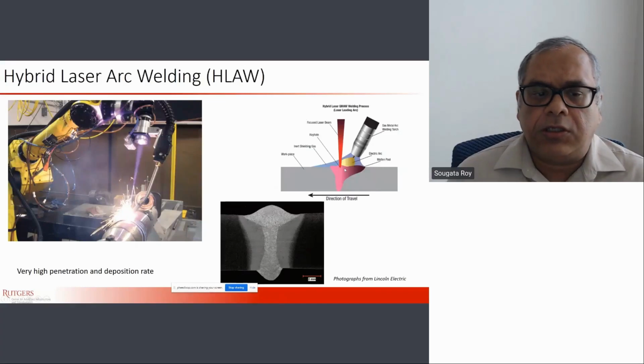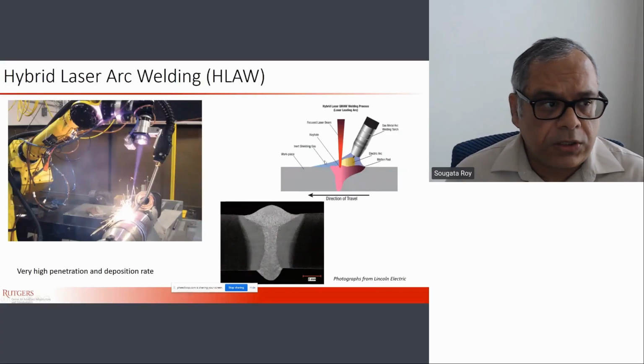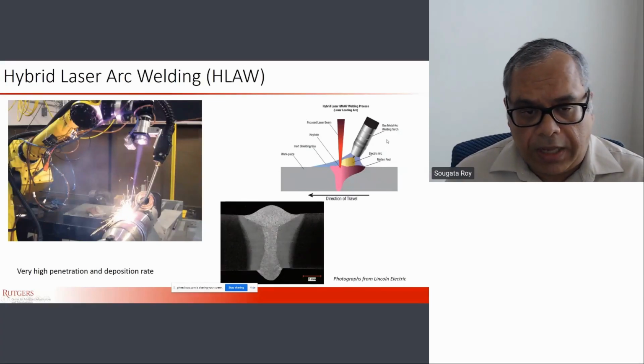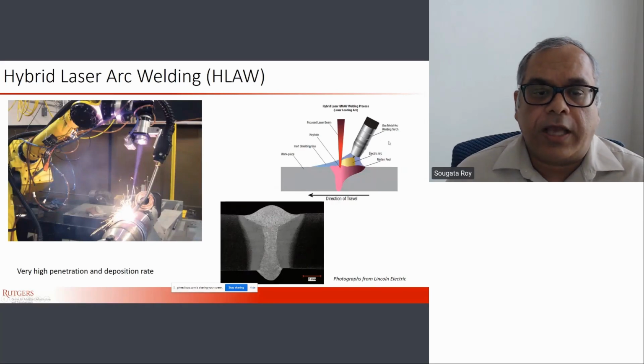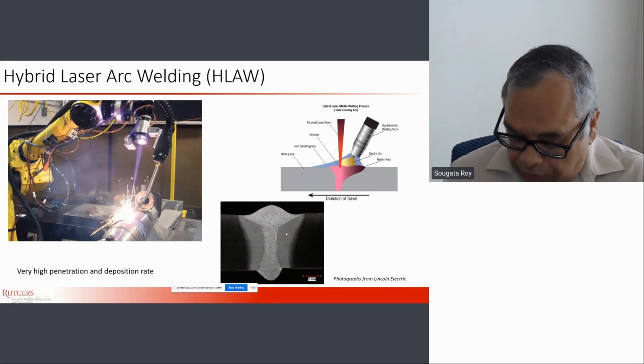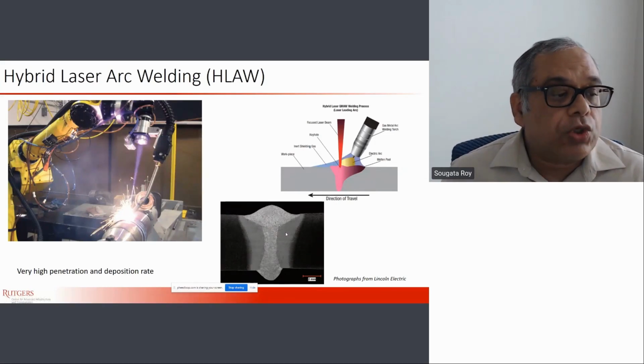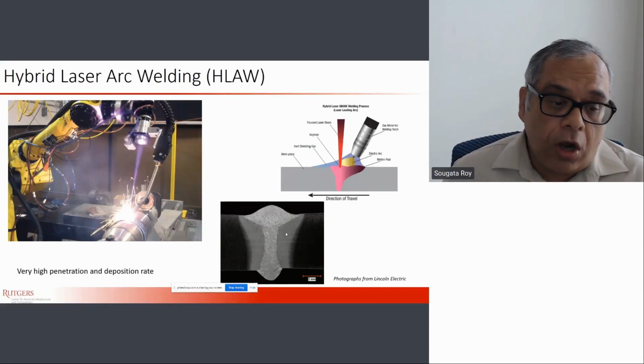So it's a hybrid process. It's not purely laser. It's laser plus a traditional welding process like gas metal arc welding. And this gives you a much better weld result for this kind of construction. This also increases the deposition rate a lot.